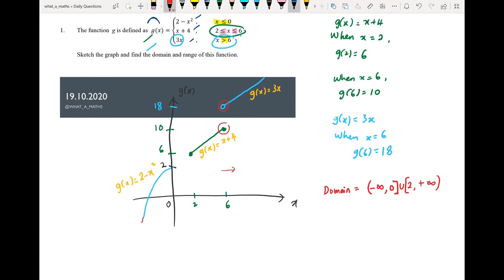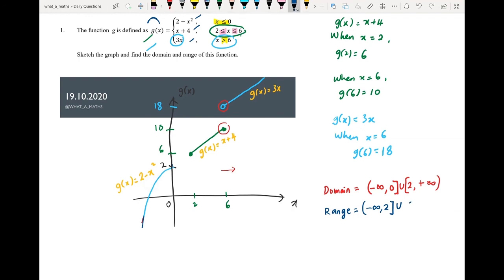Now we will do our range. So for range, we look at our graph. We base it on the y-axis, the g(x)-axis. So the most bottom, this graph will continue to go down to negative infinity. Then after that, it stops at 2. It touches 2. So this is open, closed. Another set of answers. Okay, between 2 to 6, there is no graph.